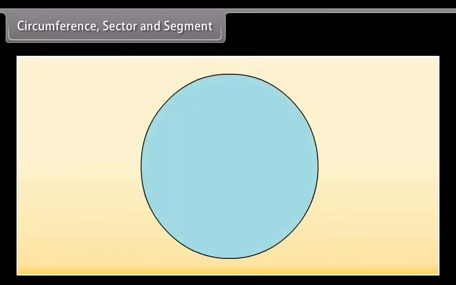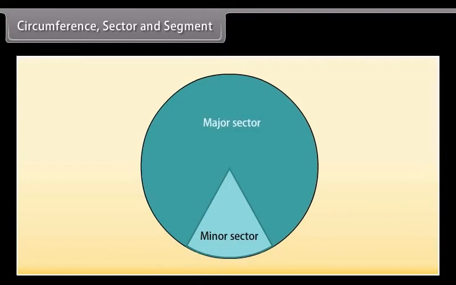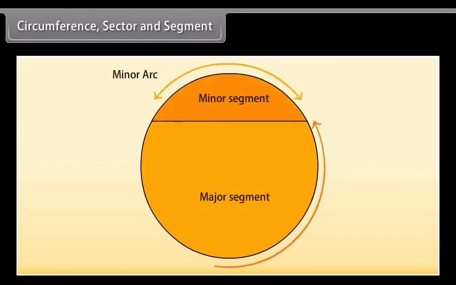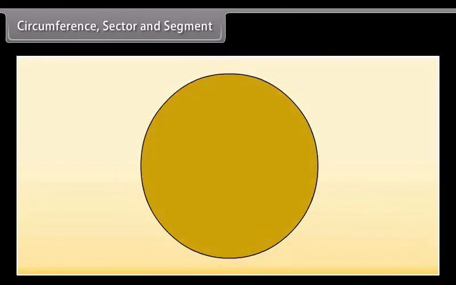There are 2 types of sectors: the minor sector and the major sector. Like sectors, there are 2 types of segments: the minor segment and the major segment. Now look at this circle. Here, both the arcs are equal. Therefore, these 2 are the semicircles.